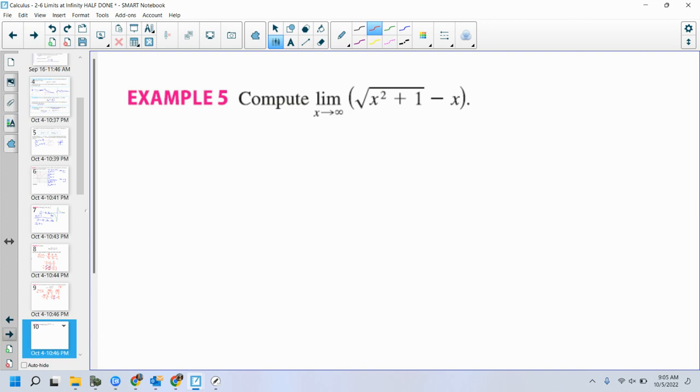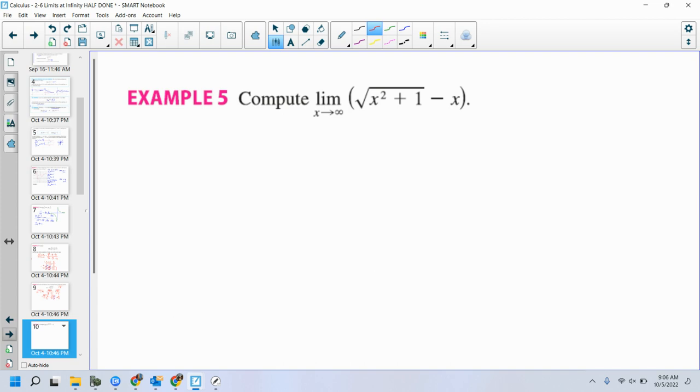Compute the limit as x goes to infinity of radical x squared plus 1 minus x. So we're kind of seeing that fractions are our friends here, right? Fractions with x in the denominator. I know a lot of you are like, no, they're not. But fractions are our friends when you have x in the denominator, right? Because if you have x in the denominator and you make it go to infinity, it's just going to go away, right?